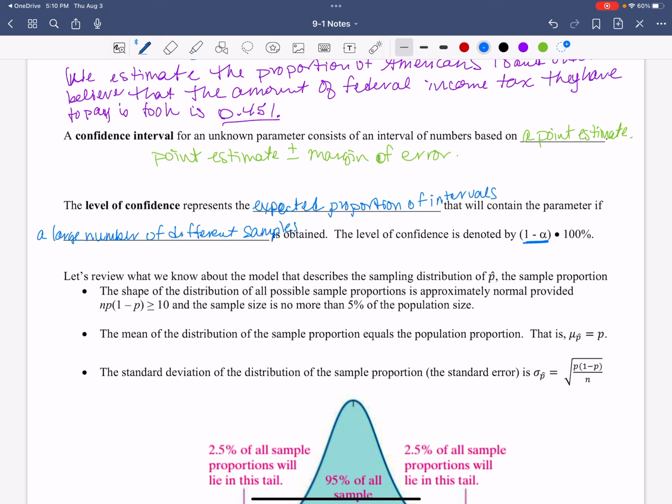Okay, let's talk here for just a second. If I'm looking at a level of confidence, represents the expected proportion that will contain the parameter if a large number of different samples is obtained. Did we not just talk about this? That law of large numbers. The bigger these samples and the quantity of these samples that are taken, all of that is going to make it to where we can come up with the parameter. And I'm going to be a certain amount confident that this sample is going to represent my parameter. That's what that means.